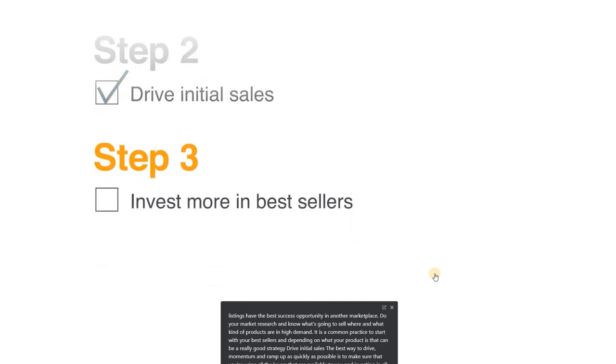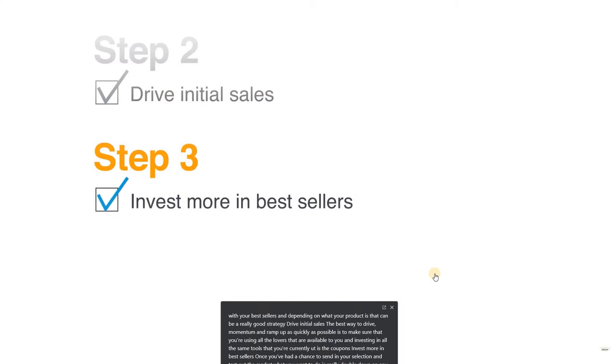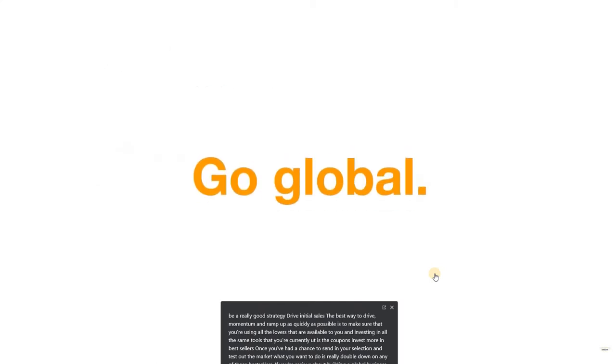Invest more in best sellers. Once you've had a chance to send in your selection and test out the market, what you want to do is really double down on any of those best sellers. If you're serious about building a global business, you definitely need to consider the opportunity to sell in Europe. So, what are you waiting for?